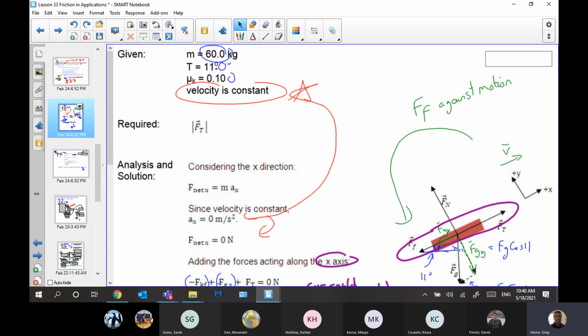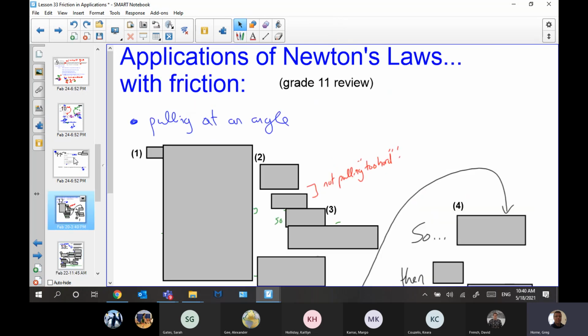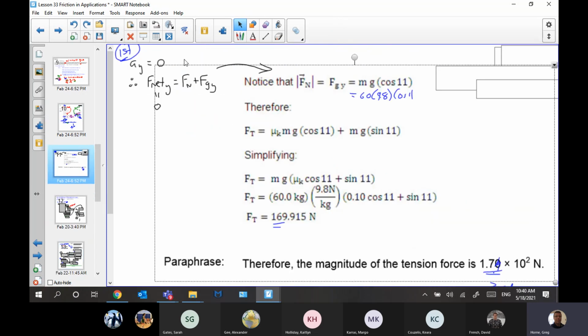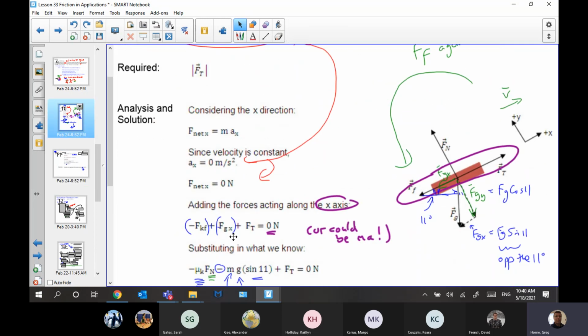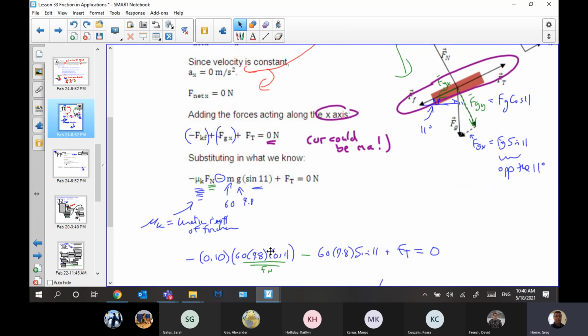So remember, I would typically personally start with this and get that normal force value. Then when we're analyzing the x direction stuff, I would be able to put that normal force in right there and then just work and get a tension force.